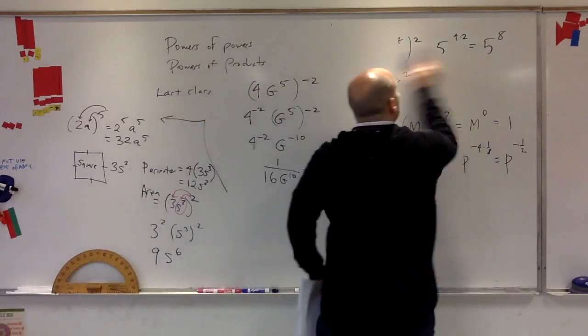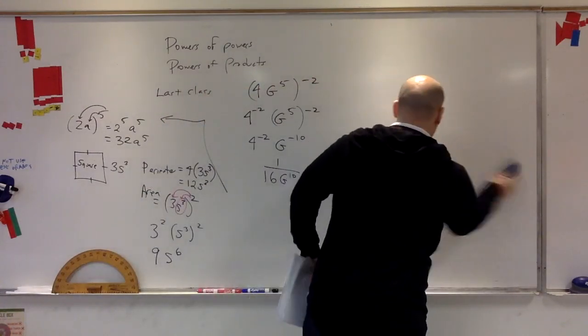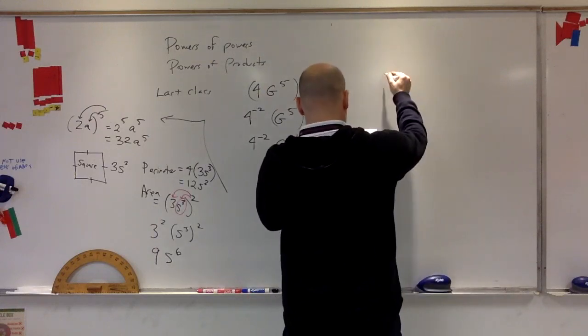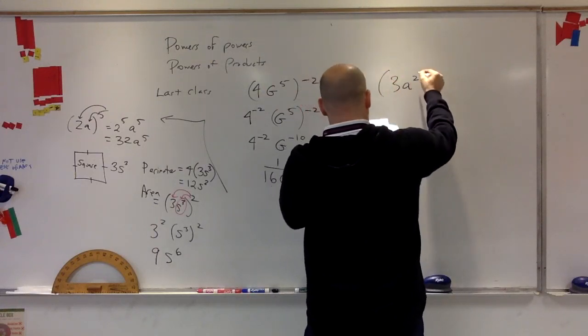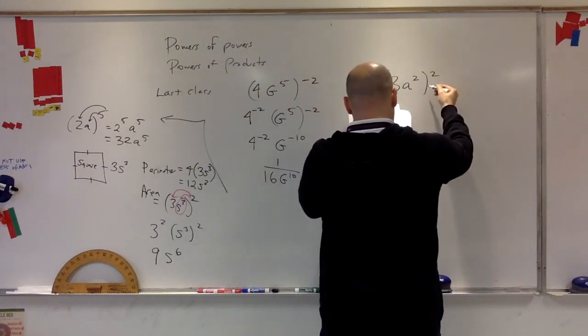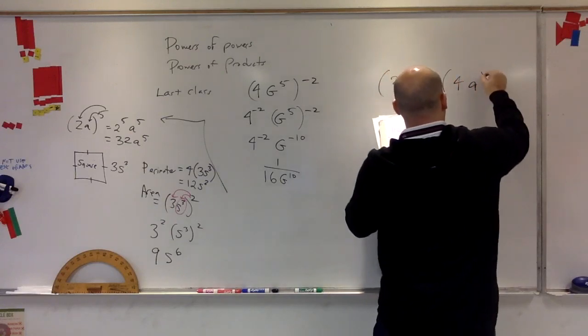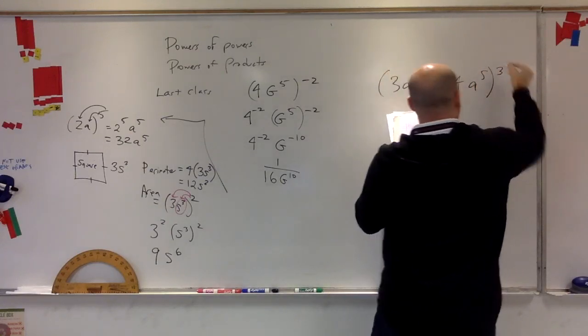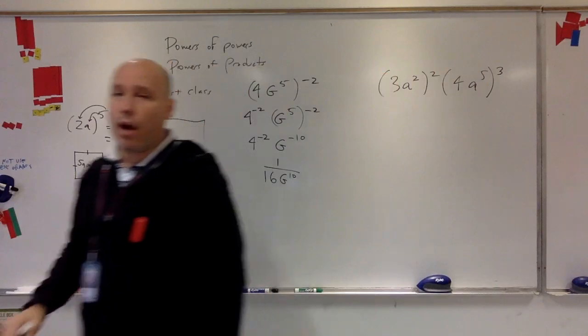Last problem. Simplify. 3a squared times 4a to the 5th cubed. I'm going to step away. You pause the video.